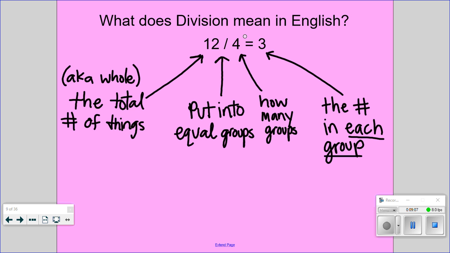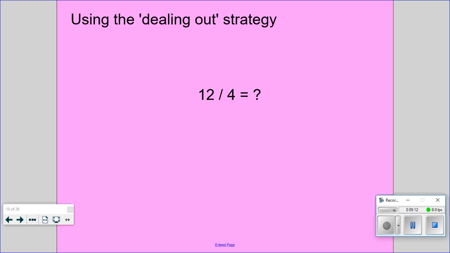Go ahead and turn your page if you have not. Underneath that, you're going to write the equation. I know you already know the answer because I just gave it to you on the last page. But go ahead and write the equation 12 divided by 4 equals question mark. Knowing the answer is not what I want to accomplish. I want you to make sure you understand how to do it.